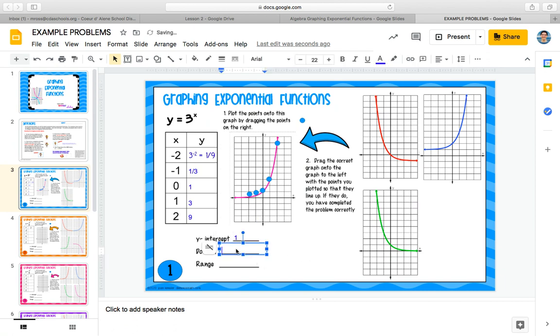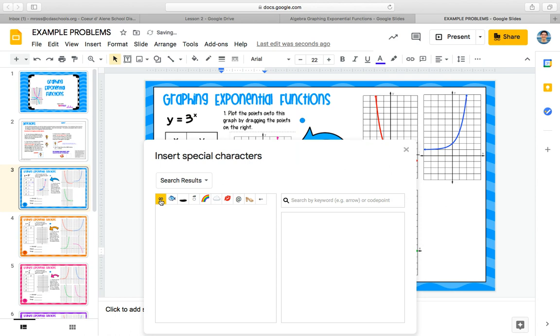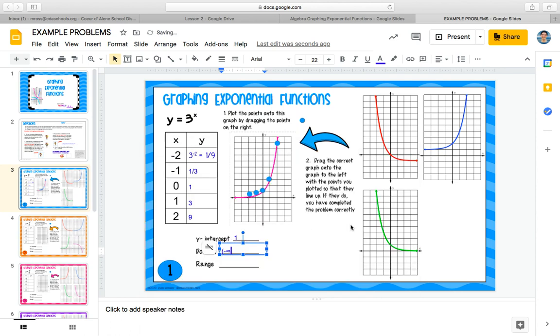Our domain is going to be negative infinity to infinity, and you can get the infinity sign by going to special characters, and you can draw it or you can just find it. I like to copy and paste it because I know I'm going to be using it, so I'm going to paste it in here. And we can do the exact same thing down here.